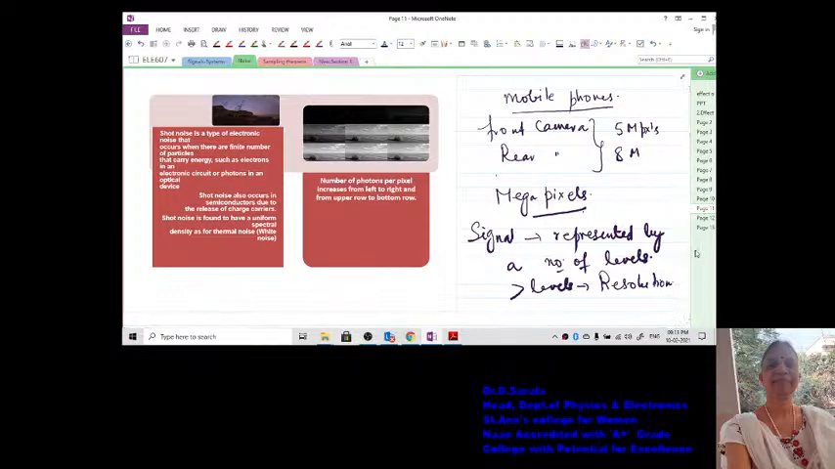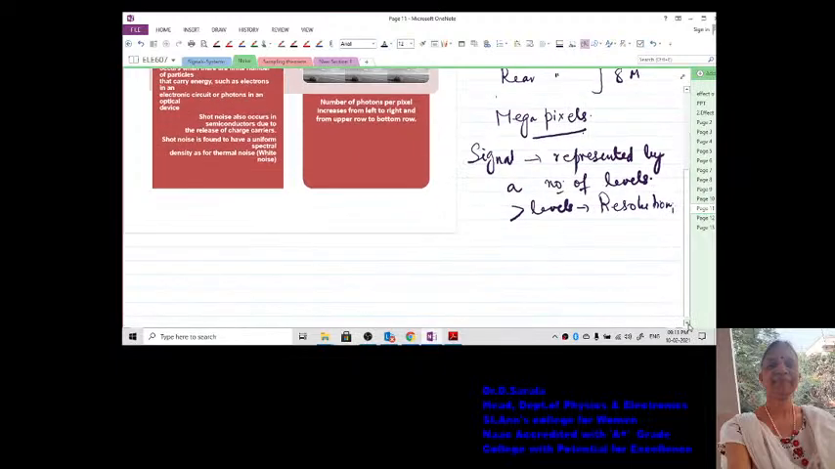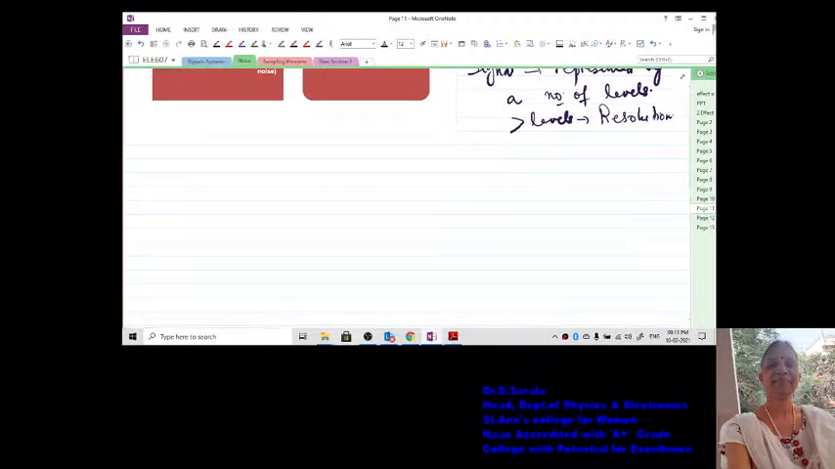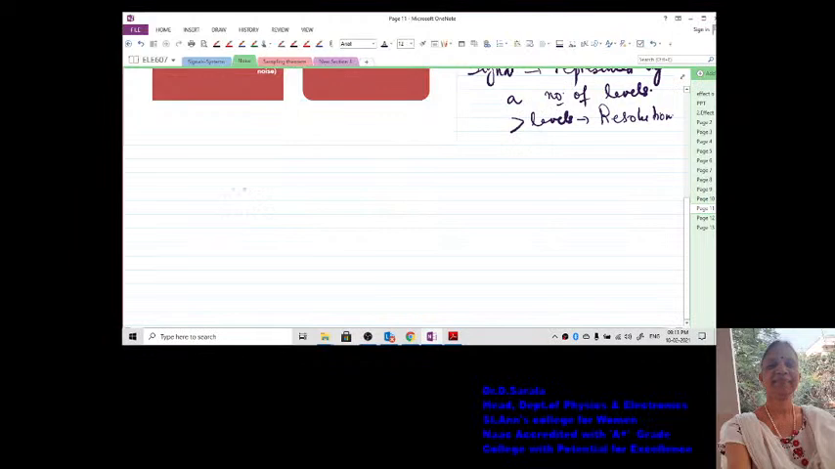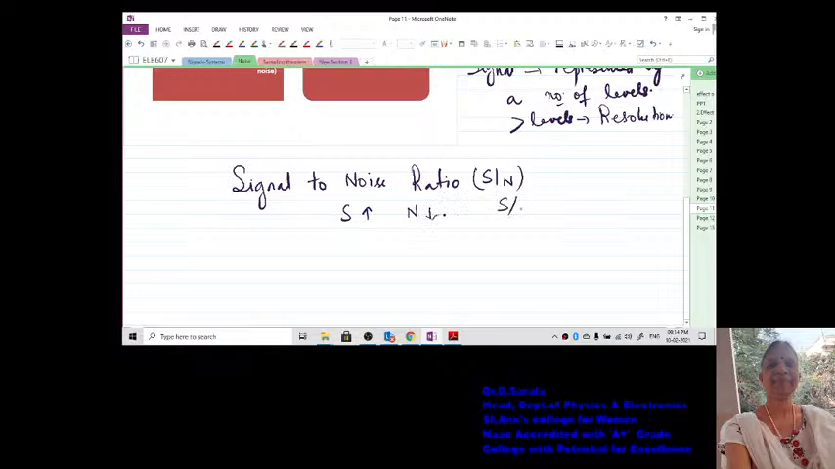So therefore we calculate what is known as the signal to noise ratio. The signal to noise ratio is referred to as S by N. We want the signal to be more and the noise to be less. That means your S by N ratio should be greater than 1.